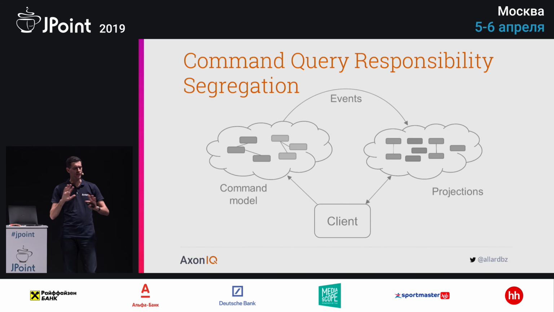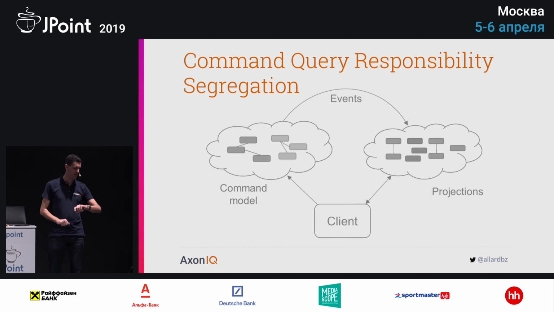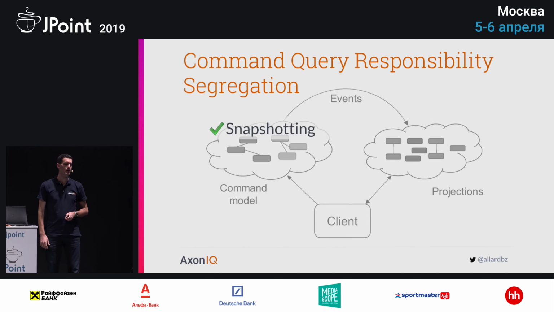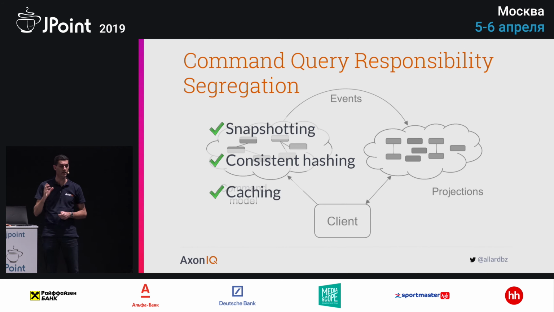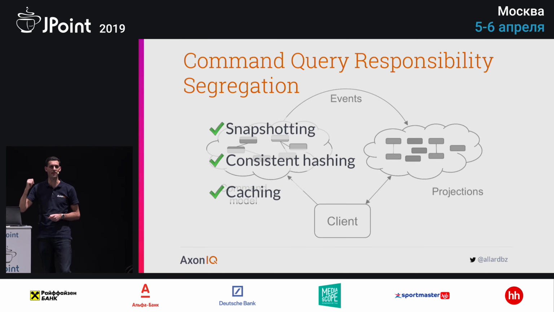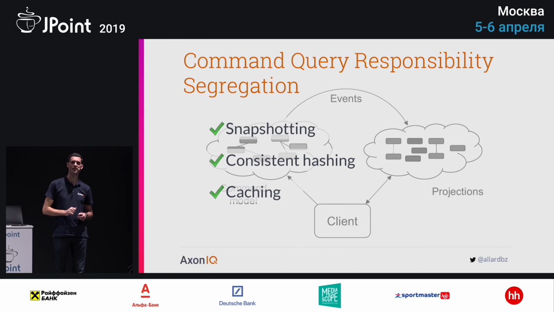So if you look at the command and projection sides, I've been talking only about the left side of things, right? There's snapshotting, there's consistent hashing, and caching that you can use. Preferably in that order as well. Don't start with caching and then the other ones. Apply them in this order, and you'll be fine for a while.